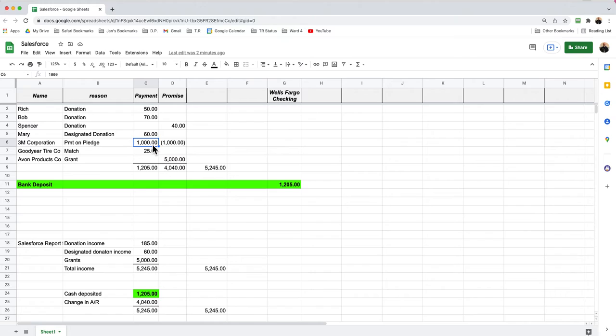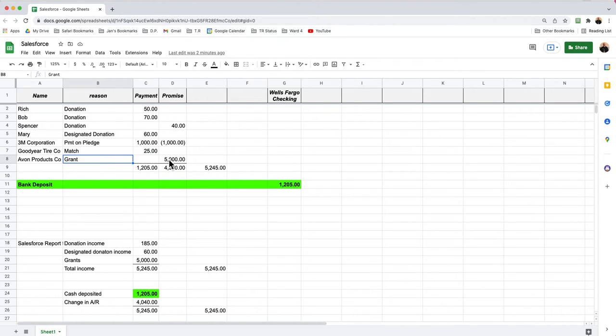Here's a payment on the pledge. Well, the payment on the pledge was obviously made in a prior period, maybe the prior week, maybe the prior month. And so what we do is reduce the promise to pay and put the money in a payment because we've reduced our accounts receivable here. Here is a match from a company. We treat that as a straight up donation as well.